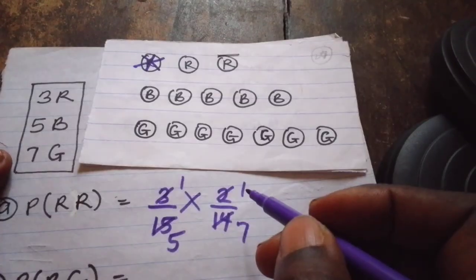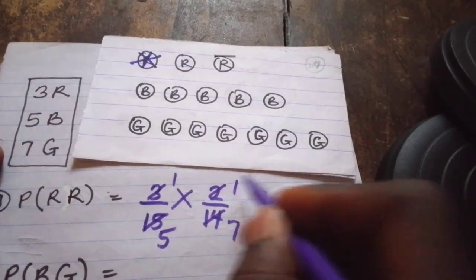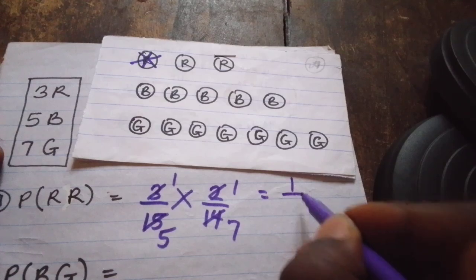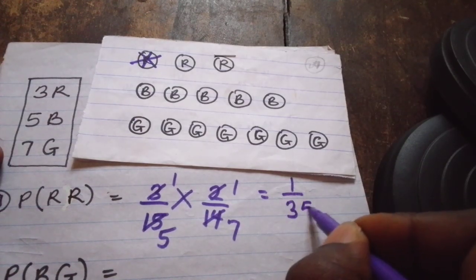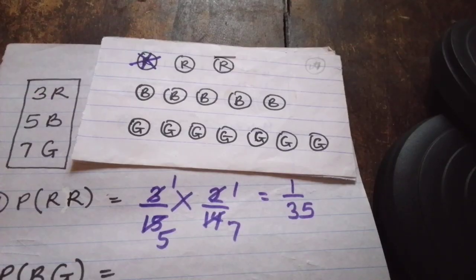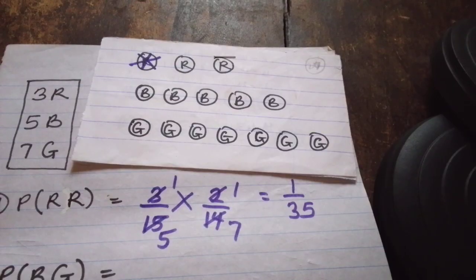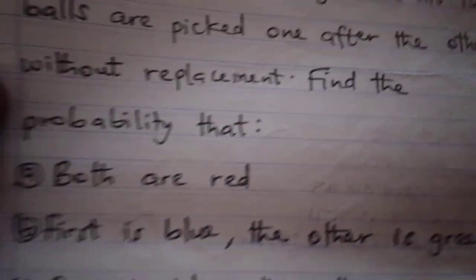So that means you now have what here? 1 times 1 will give me 1, over 5 times 7 will give us 35. So the probability of picking the first ball to be red and second ball to be red will give us 1 over 35. Let's look at the second part.